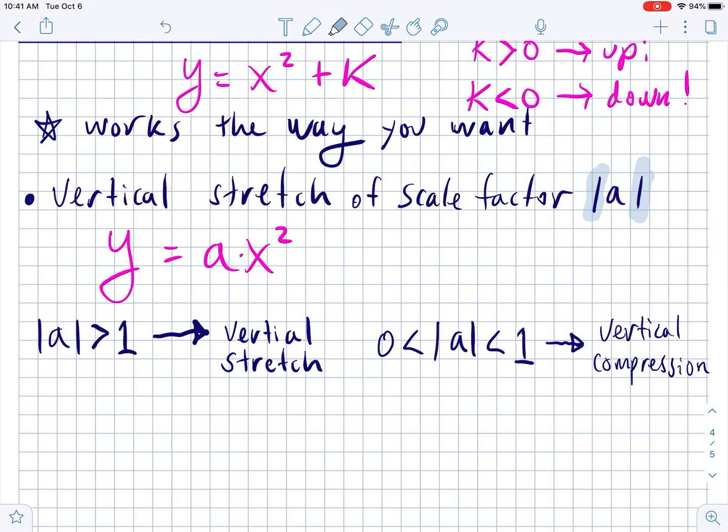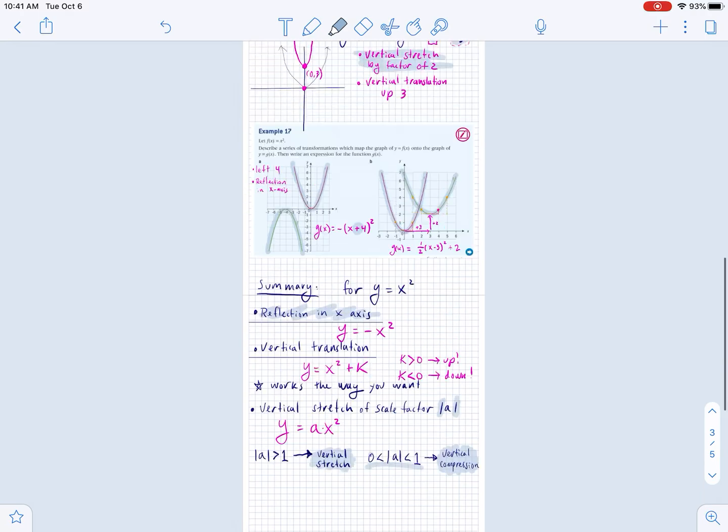When that absolute value of a is bigger than 1, like 2, 3, 4, 187, that is a vertical stretch. But when it's in between 0 and 1, like 1/2, 1/3, 4/7, something like that, that is going to be vertical compression. That's a squish from the top and bottom.